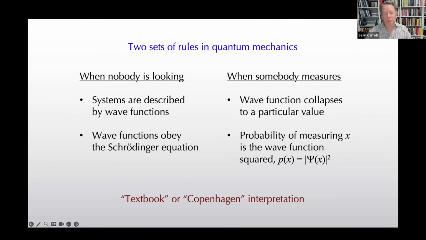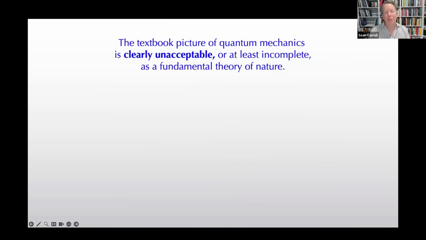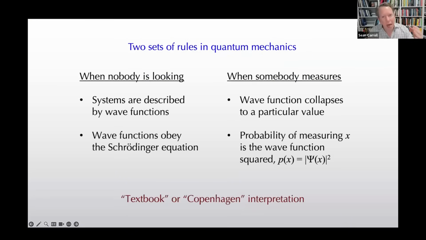So this set of rules, the rules for what happens when you don't measure and when you do, together constitute the textbook or Copenhagen interpretation. This is what we teach our students. The problem with that view is that it's clearly wrong. It is clearly unacceptable, or at least incomplete. This is supposed to be the way that nature works at the fundamental level. This is what we scientists are trying to get our heads around, how reality itself plays out, okay? And these rules that I gave you right here are clearly not that.